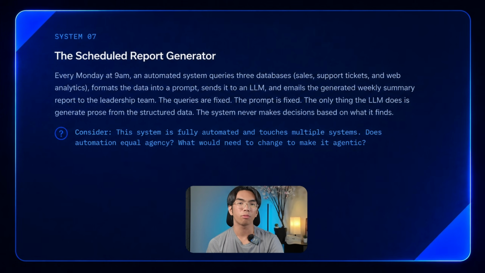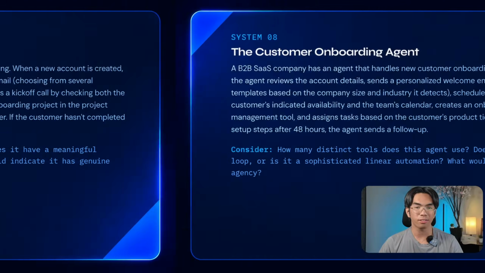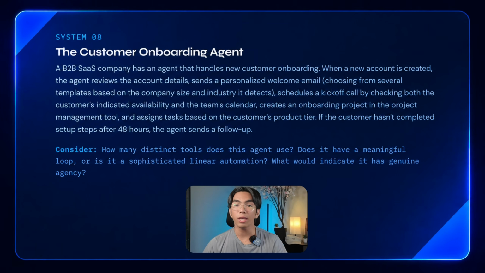System 7, the scheduled report generator. Every Monday, it queries 3 databases and emails a generated summary. Fully automated. Touches lots of systems. But does automation equal agency? What would we have to change? System 8, the customer onboarding agent. New accounts trigger it, it sends a welcome email, schedules a kickoff, creates a project, assigns tasks, follow-ups after 48 hours.